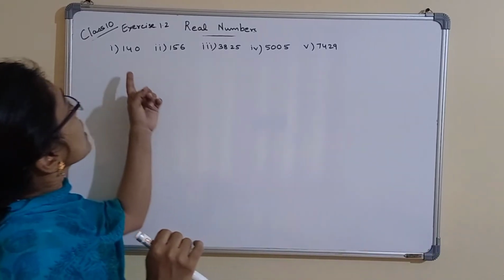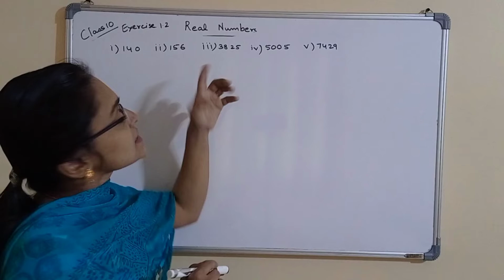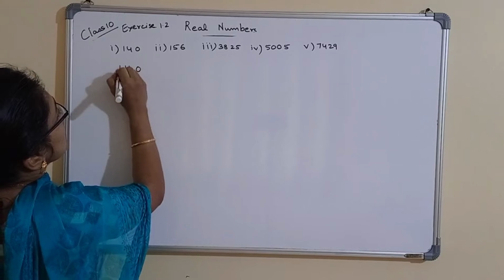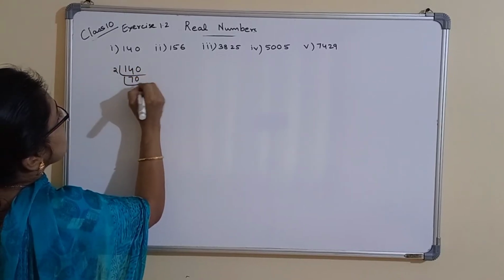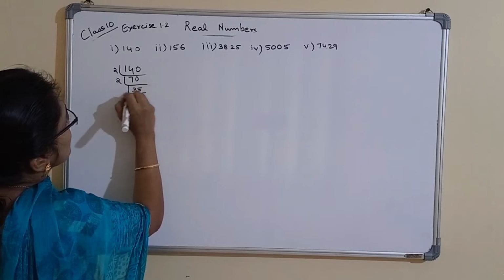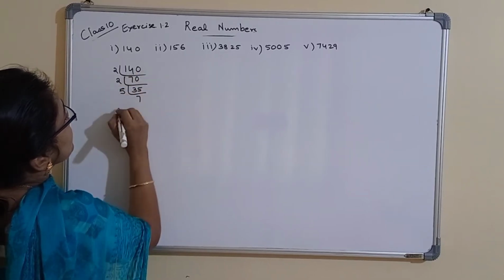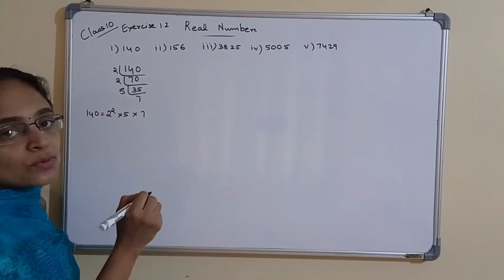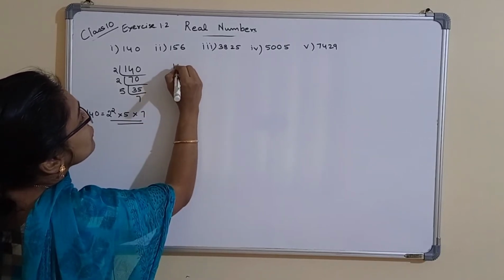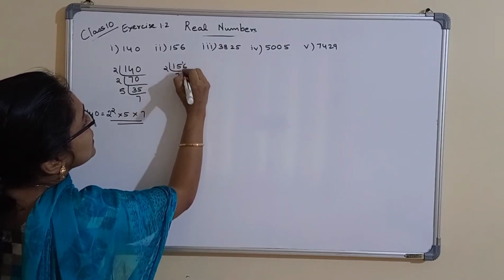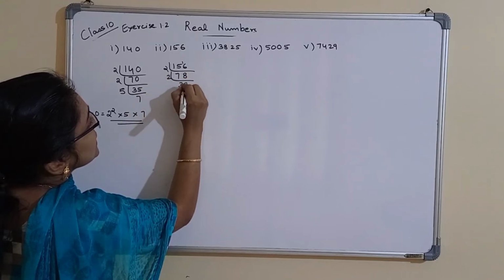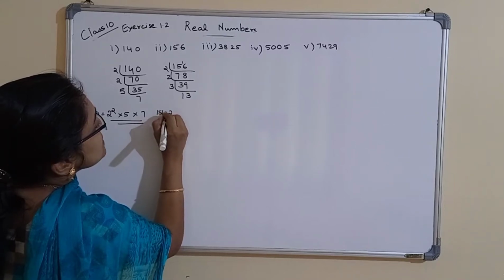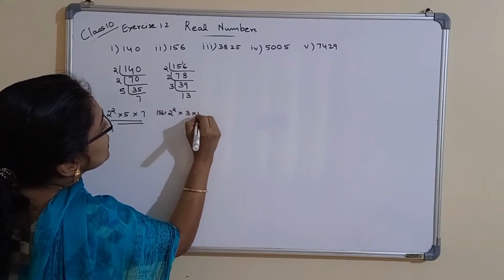And the first question is, express these numbers as a product of its prime factors. So, we can just prime factorize this and we'll get 70, 35, 5, 7. So we can write this as 2 square into 5 into 7. So 140 is equal to 2 square into 5 into 7. Now 156, 2 is a factor, then 78, 2, 39, 3 is a factor, 13. So 156 is equal to 2 square into 3 into 13.